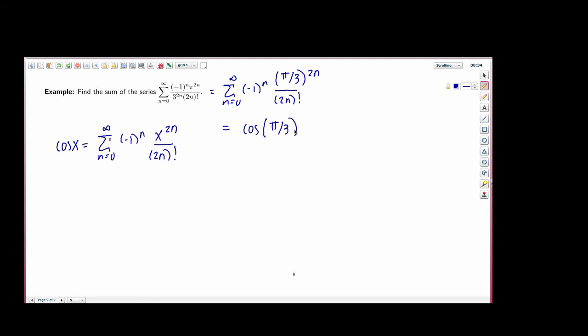So this is just equal to the cosine of pi over 3, which we know is equal to 1/2. So this infinite series is equal to cosine of pi over 3, which we know is equal to 1/2.